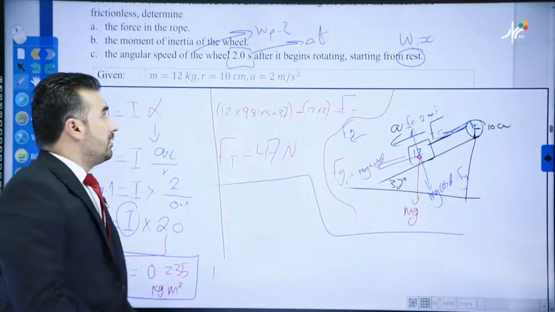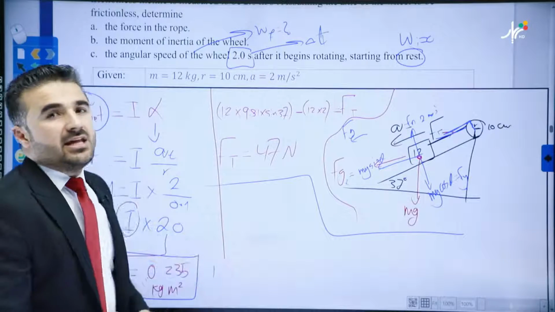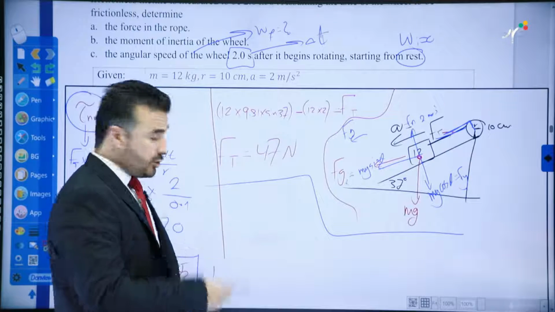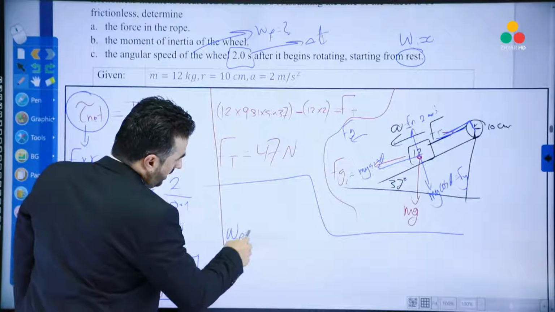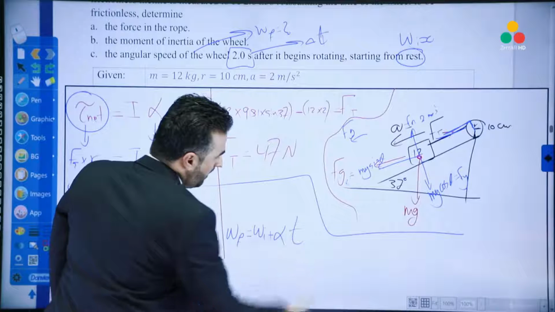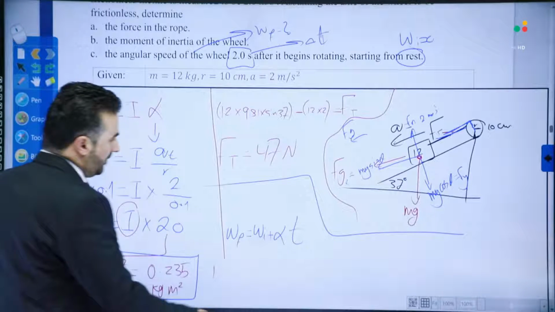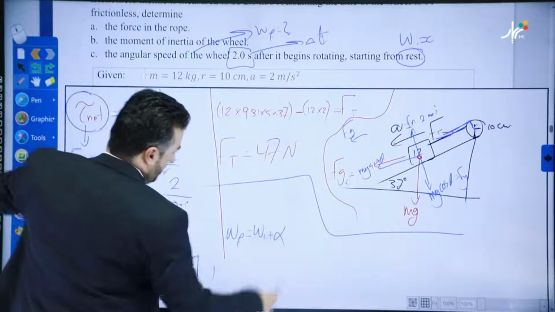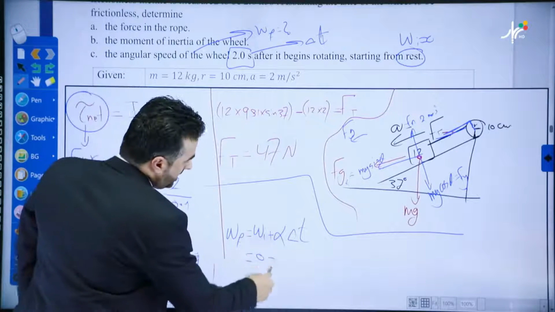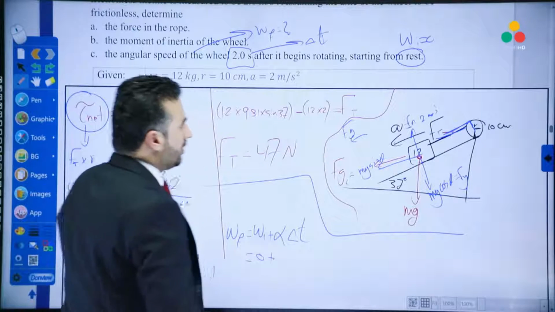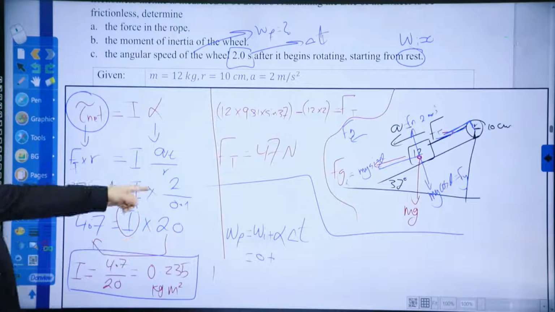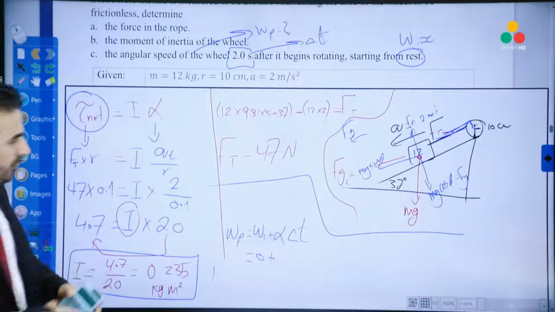So, you tell me, will you be able to find omega final? Yes. Do you remember the 4 equations of motion? Remember, in rotational motion here. So, omega final equals omega initial, plus angular acceleration multiplied by delta t. All right, so omega final is 0, plus the angular acceleration. What was the angular acceleration, by the way? We found it before. The angular acceleration here, where was it?